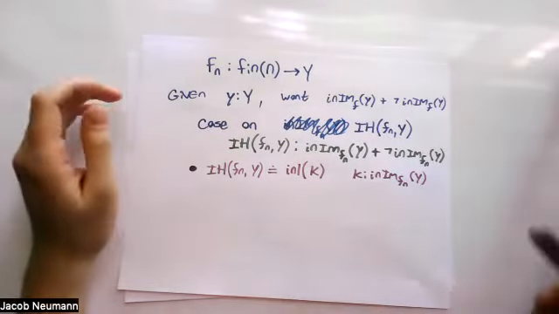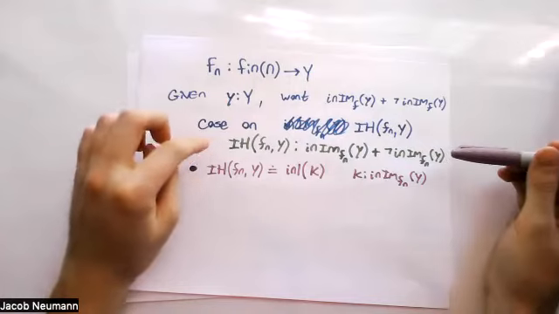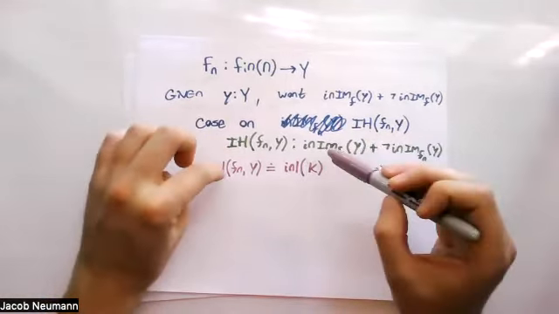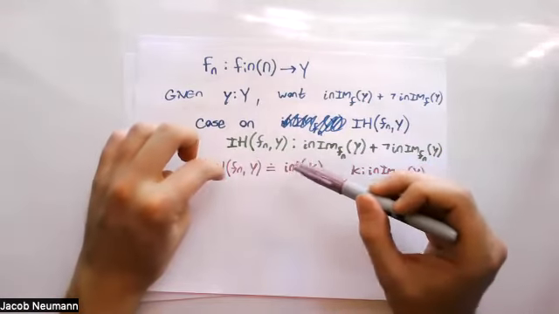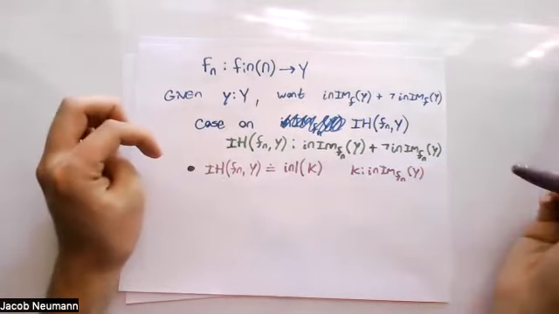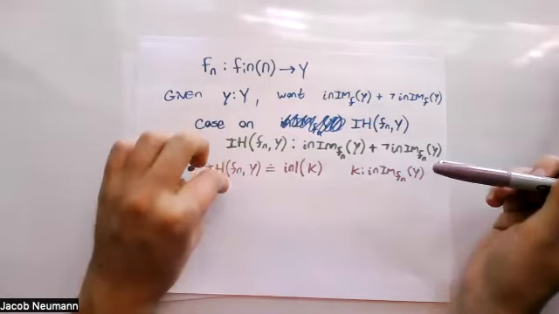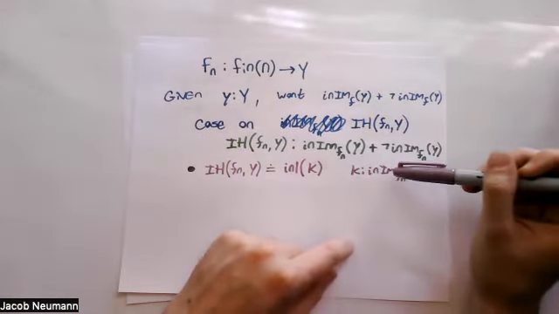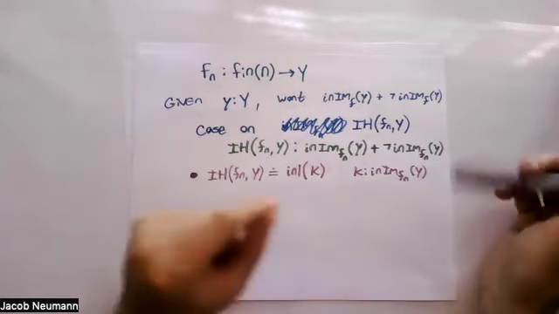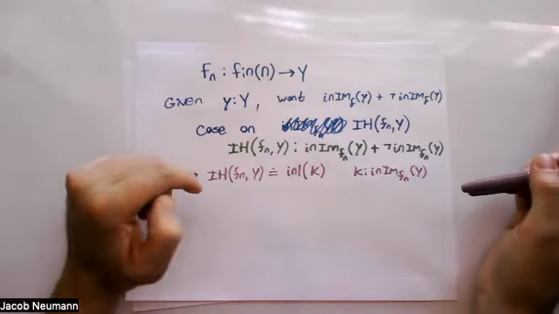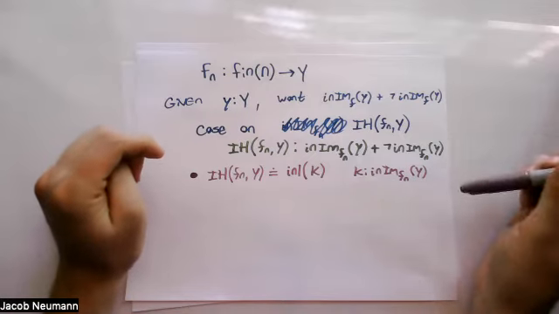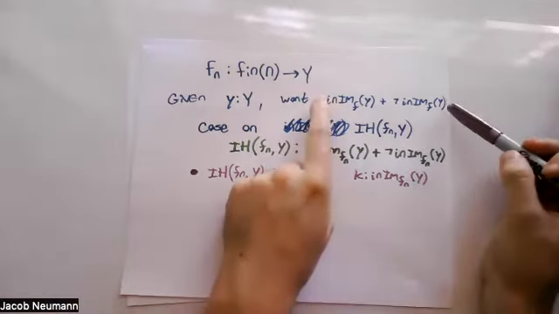Okay, so this is a coproduct. So I do induction on coproducts, and so it could be in the left case, where k says that y is in the image of fn. So we want to prove this.